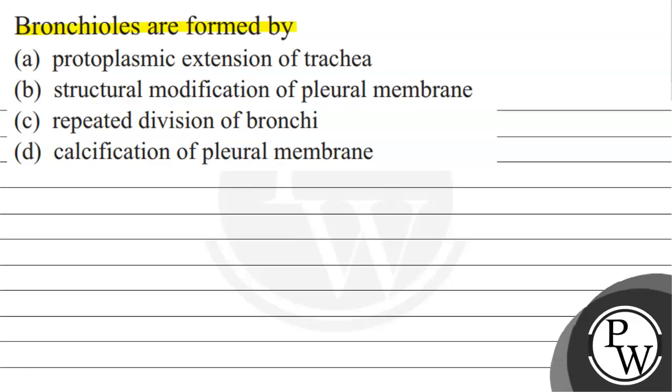Let's read the question. The question says bronchioles are formed by: A. Protoplasmic extension of trachea, B. Structural modification of pleural membrane, C. Repeated division of bronchi, and D. Calcification of pleural membrane. So the question is actually asking us what the bronchioles are formed from. We have to choose the correct option from the given options.